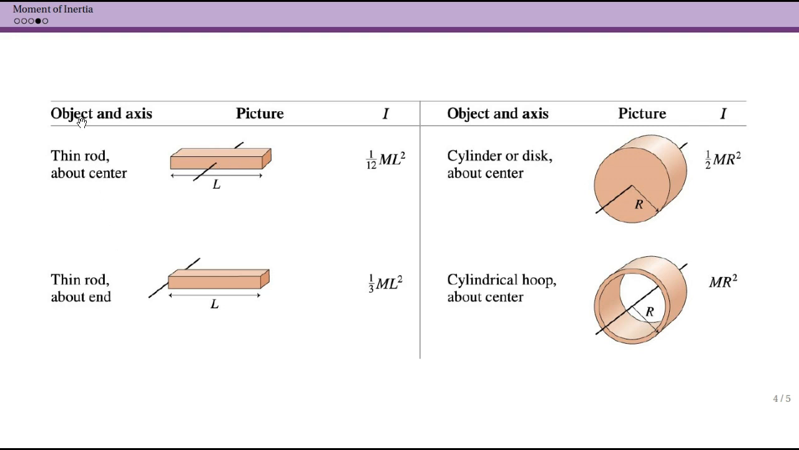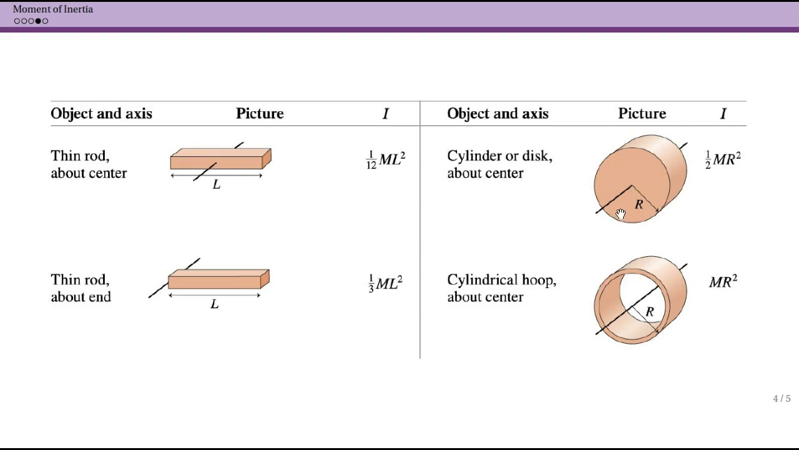Now, this is for a rod. Here it's shown as being rectangular in cross-section, but it doesn't matter. Note that the only thing that appears here is the total mass and then its length. So we're assuming that the cross-section, whether it's circular or rectangular, is very small compared to L. And we then have a different moment of inertia if that's not the case. We also have a different moment of inertia if your axis is through the center versus at the end. So notice that your coefficient shifts.